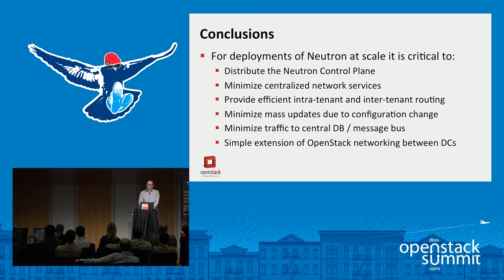So I said I would get back to what we should be doing in the reference implementation. We need to do some more work on distributing the Neutron control plane, on making sure it's efficient, on minimizing the centralized network services, on providing efficient intra-tenant and inter-tenant routing, minimizing mass updates, minimizing traffic to that central database, and ensuring that there are ways to simplify the OpenStack inter-data center networking. So hopefully that was helpful, showing how China Mobile has made a really compelling deployment in China using OpenStack.